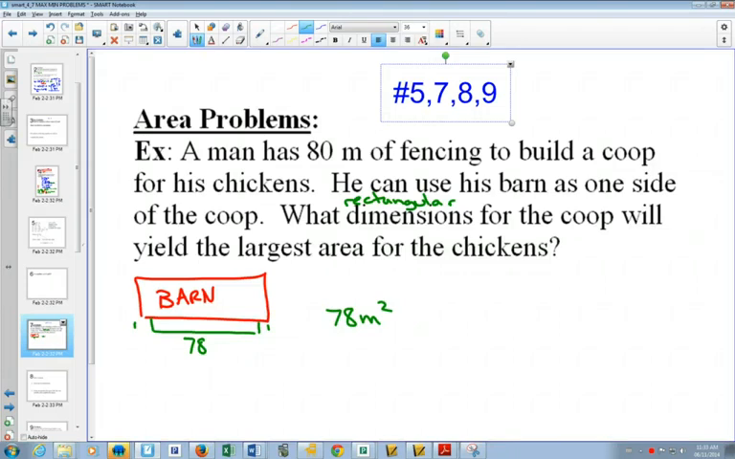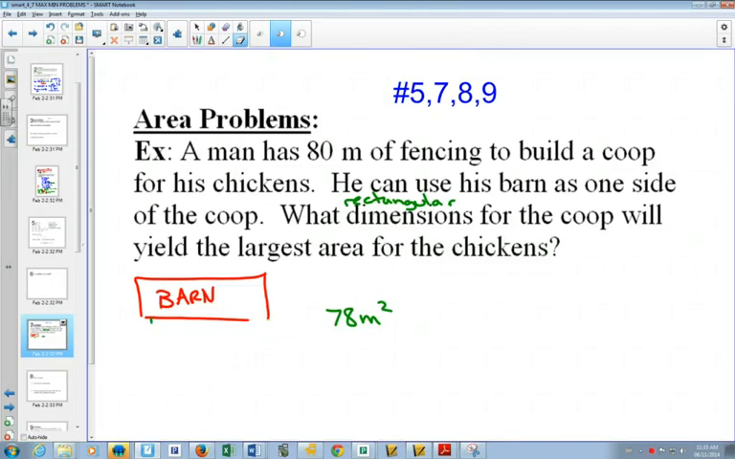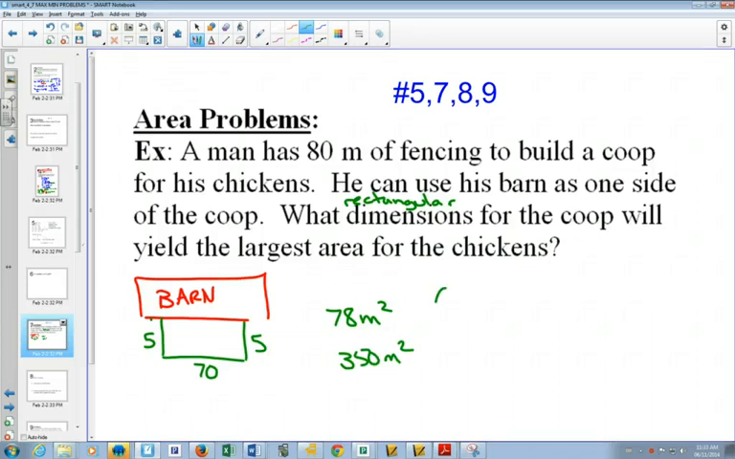However, if you decided to be a little bit more reasonable, okay, and made this a little bit longer, throw out a number. 5. Okay, we'll go with 5. That would use up 10, and how much would be left here? 70. Right? And then you would get 350 meters squared, right? And if we draw pictures of chickens, ooh, this is dangerous. This is sad chicken.